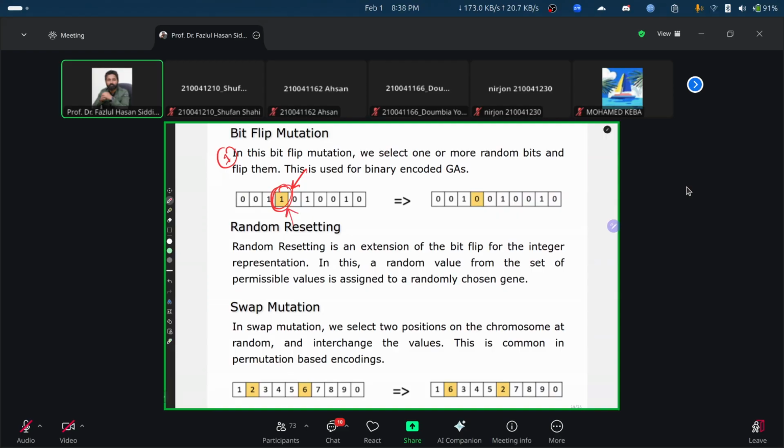So what is bit flip? Bit flip means we will flip it. If it is 1, we will make it 0. If it is 0, we will make it 1. So that is, remember, what is mutation?